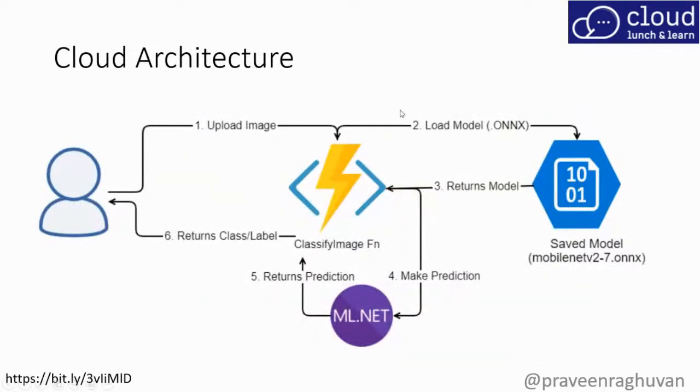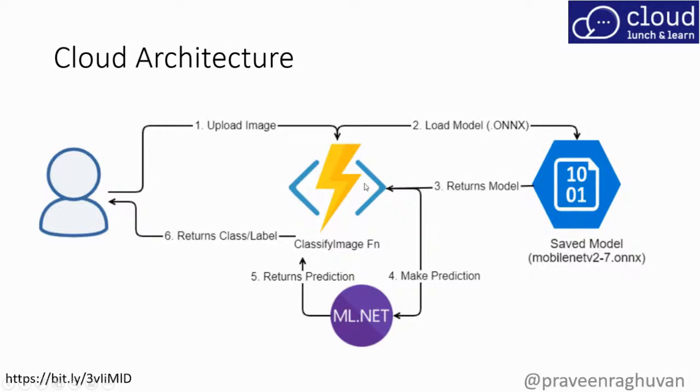Now for today's demo, this is the cloud architecture wherein I'll be acting as a user, which is nothing but a Postman client. And through that, I'll be uploading an image to my Azure function. So this is your Azure function, a classify image function. Then we'll load the model. So this model I have already stored in my Azure blob container. So we will load that model.